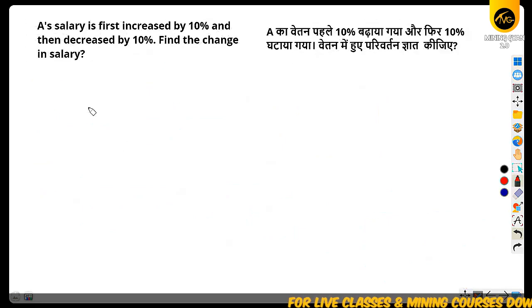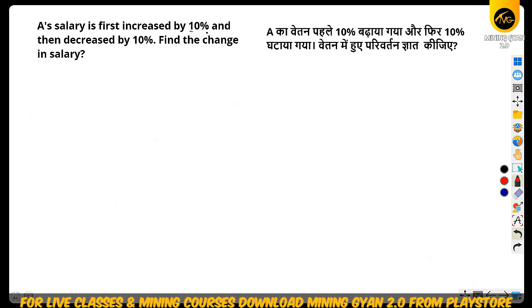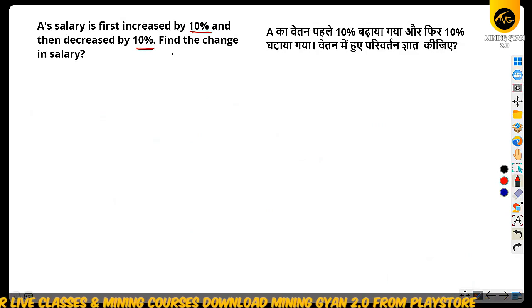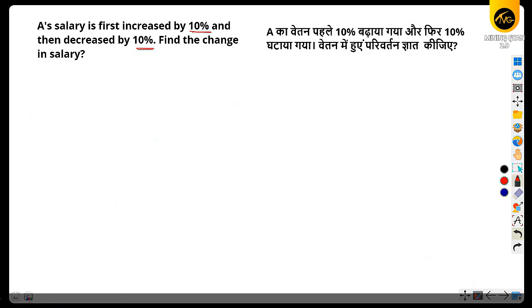Okay, now another type of question. A's salary is first increased by 10%. Firstly उसके salary को increase किया गया 10% and then decreased by 10%. Find the change in salary. Initially it's increased by 10%, then it's decreased by 10%. Find the change in salary. ओके, ए का वेतन पहले बढ़ाया गया, फिर 10% कम किया गया, वेतन में परिवर्तन ज्ञात करना है.